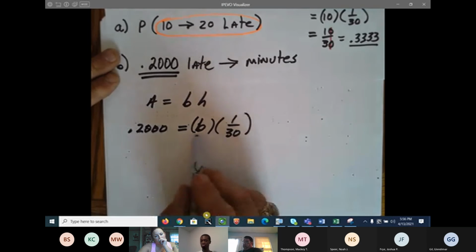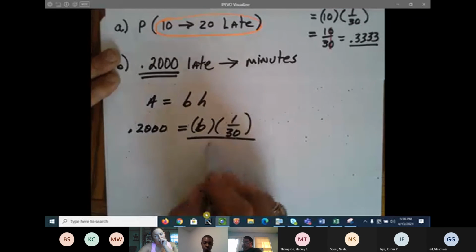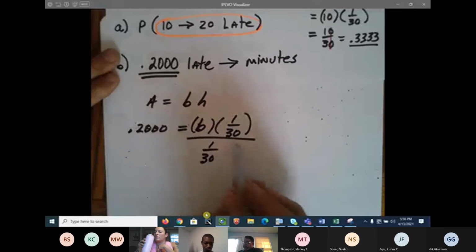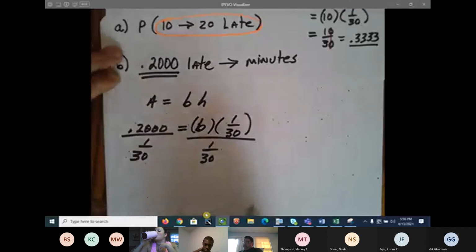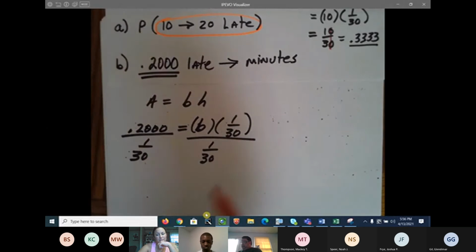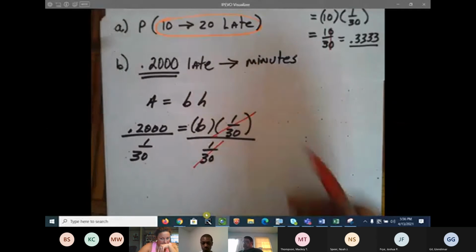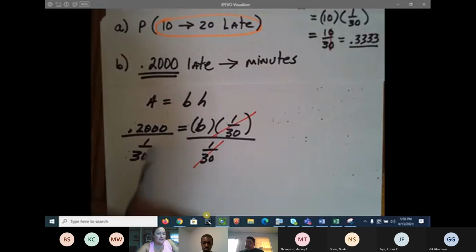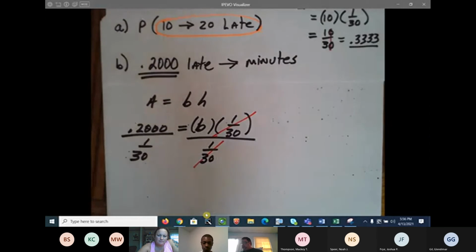Now, how do you get rid of multiplying by 1/30? You divide by 1/30. Whatever you do to one side, you've got to do to the other. And of course, this over here cancels out, and you learned that back in algebra. That's why you did it, so you could get this to cancel. And then you punch this in the calculator. I don't care how you punch it in.